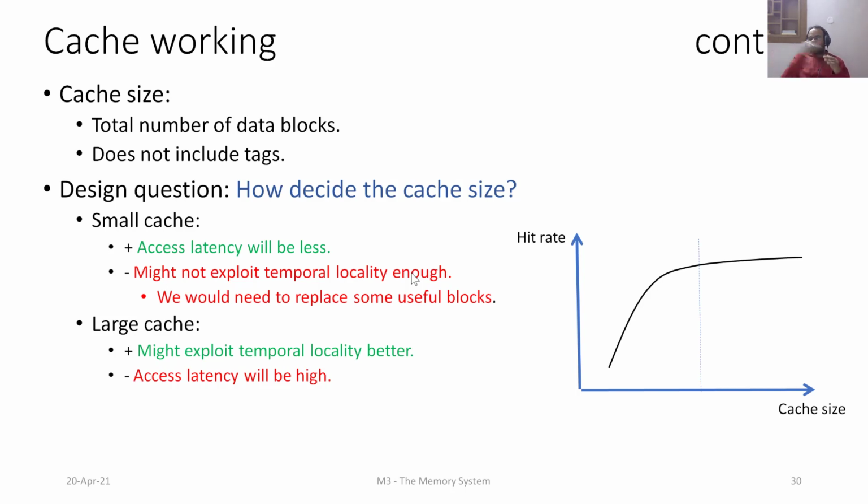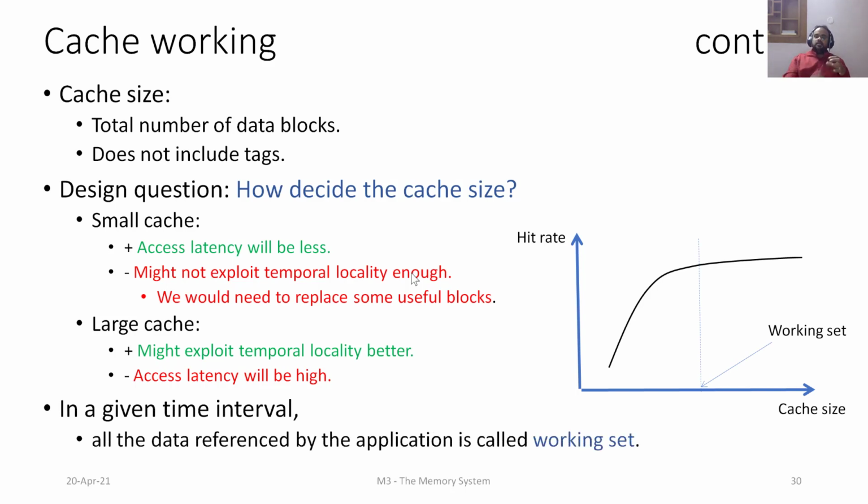The point where it starts to taper off is called the working set of the program. What does working set mean? In a given time interval, all the data that has been used by the program will be grouped as a working set. If the working set of the program is small, then a small cache is able to satisfy both the spatial and temporal locality. But if the working set is huge, then we need a bigger cache. Otherwise, it will lead to frequent cache misses.